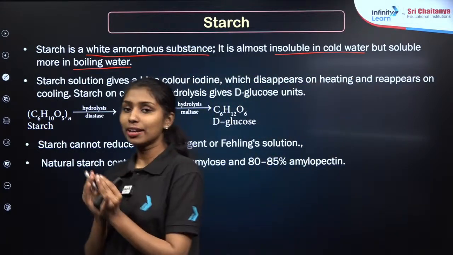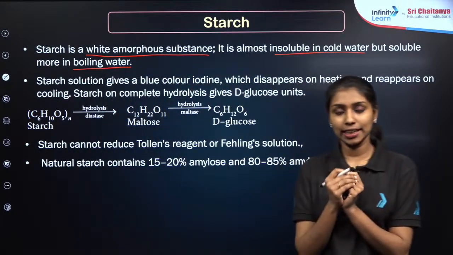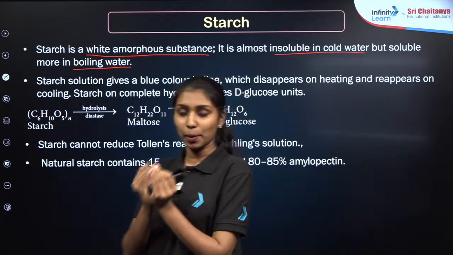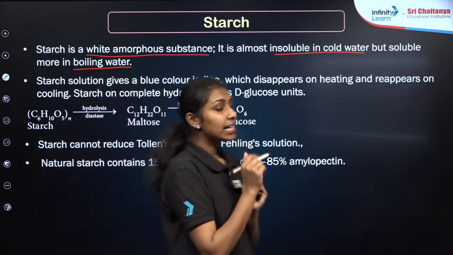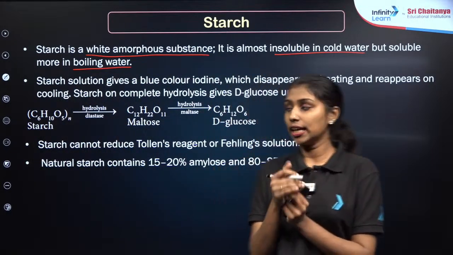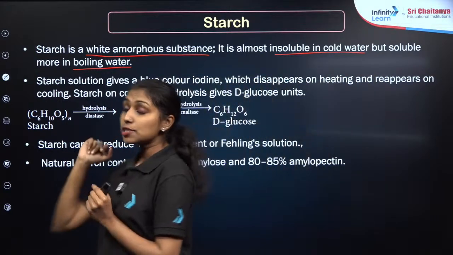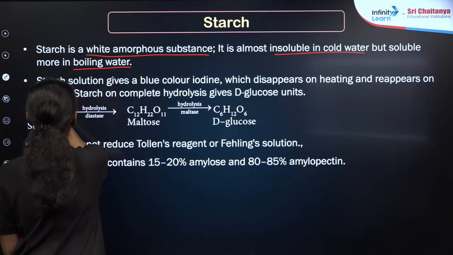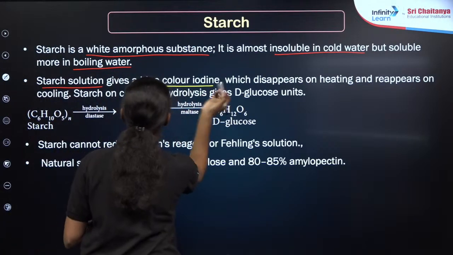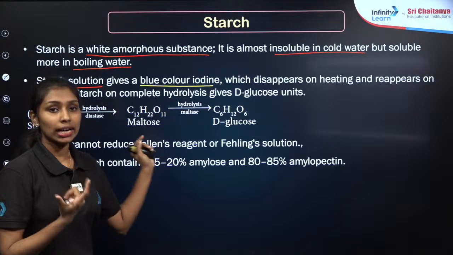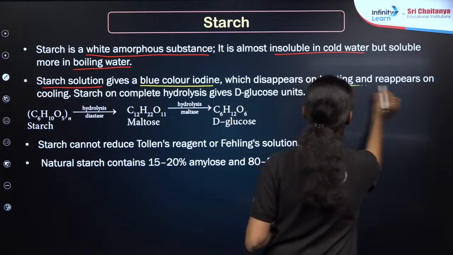Now I hope you have an idea about iodometry and iodometric titration, right? When we discussed iodometry, I already mentioned the indicator used, that is the starch indicator. So we can remind ourselves of that topic here also. Starch solution gives a blue color with iodine, which disappears on heating and reappears on cooling.